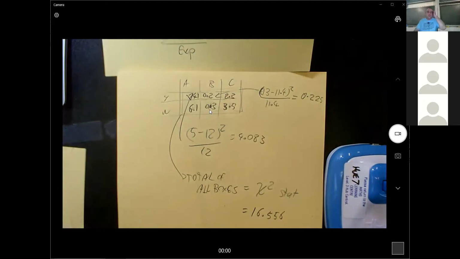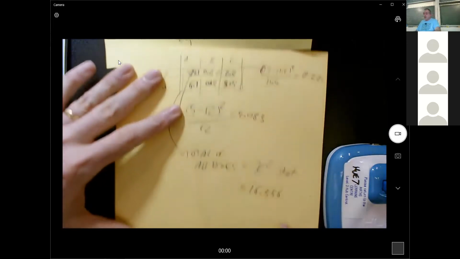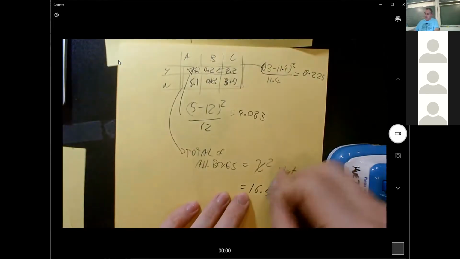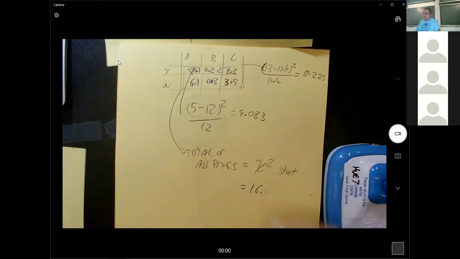Okay. Oops. And then when you add them all together, you get 16.6. This is the test statistic.